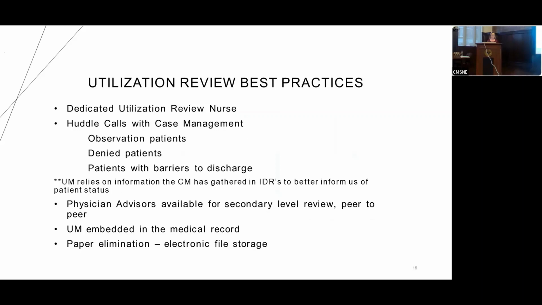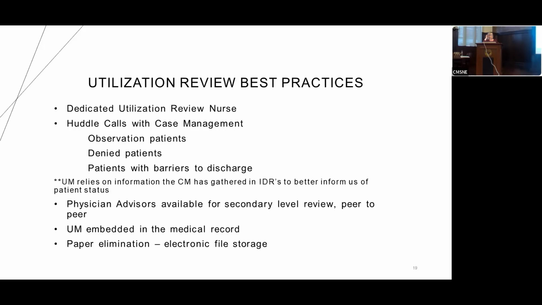So these are some best practices that we've been doing at our facilities. About 10 years ago, not quite 10 years ago, we separated out from case management, and that's been great. We have nurses who are dedicated. When you do a combined role, it's hard to do both. It's really hard to do case management and discharge planning and pay attention to and care about the denials that are coming in. We do huddle calls with our case management partners daily.